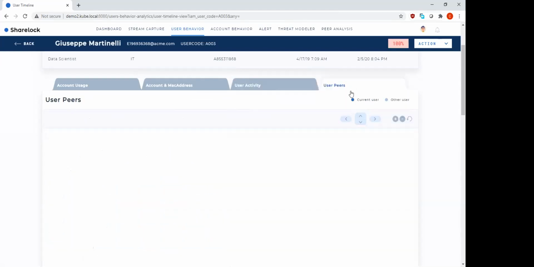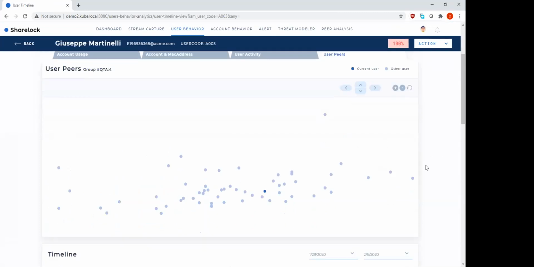In the last tab, we can see the behavioral group of the user, and here we can see what its peers are, as we have already seen for the account behavior. A very simple and quick way to see if there are anomalies about this behavior and these peers. Let me say, in a perfect world, a developer should be in a group with other developers and should not be in a group with sales, for example.